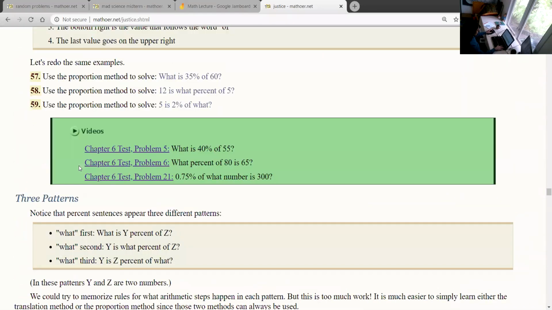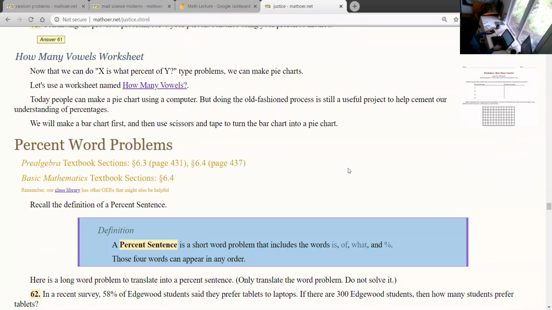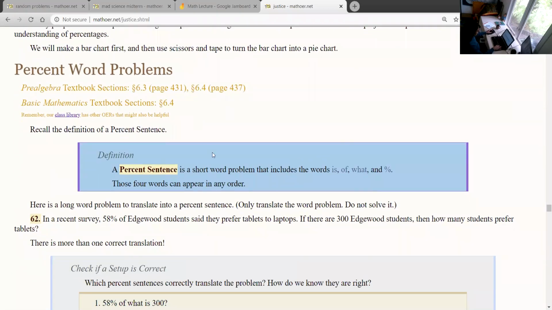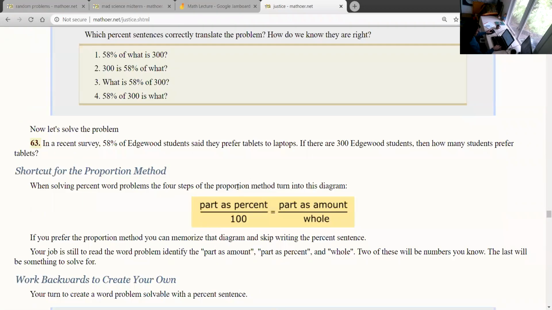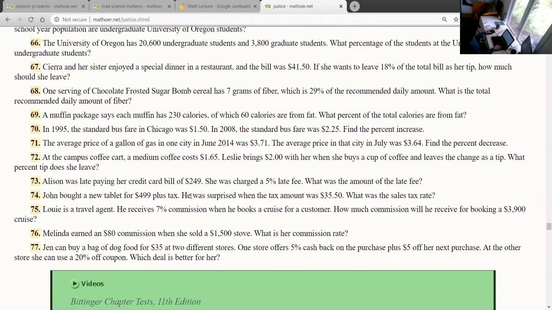So where did the proportion go? There's no good picture, but if you like cross multiplying, more cross multiplying, cross multiply so your heart is happy. And then we have word problems and the trick for the cross multiplying with the word problems, and then we'll be done with percents.